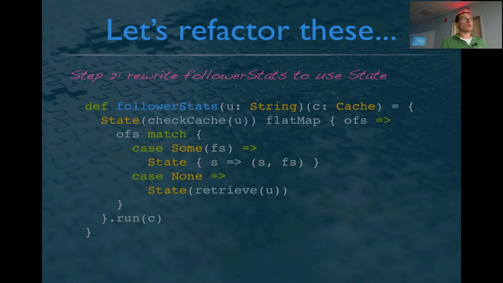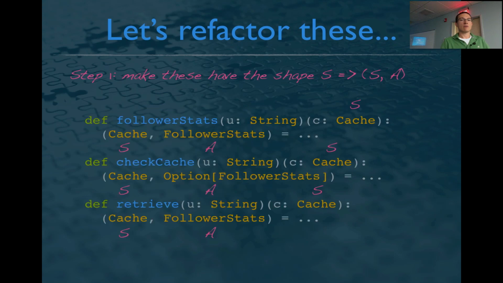Check cache with just the username applied gives us back that function S to SA. We can wrap that function S to SA in a state. So state paren check cache paren U, right? That gives us back a state whose A is the output value type of check cache. Remember, check cache has an option of follower stats as its value type.